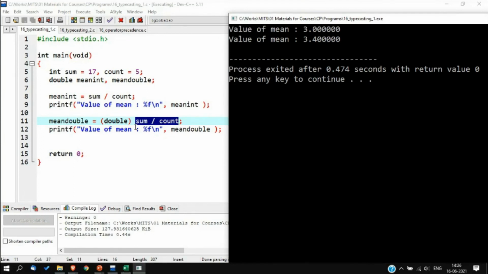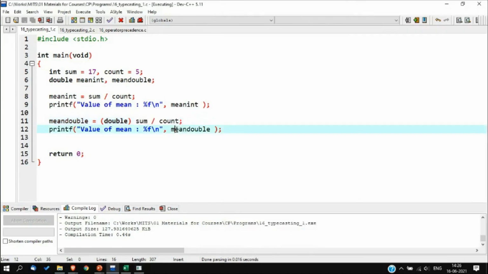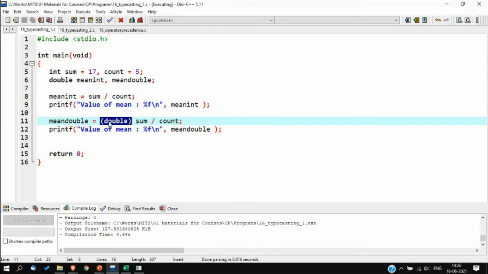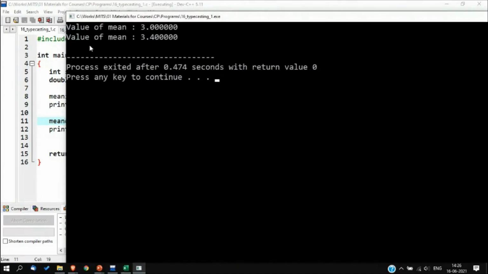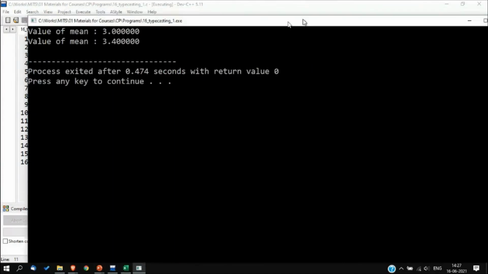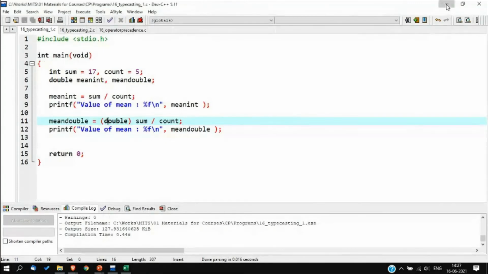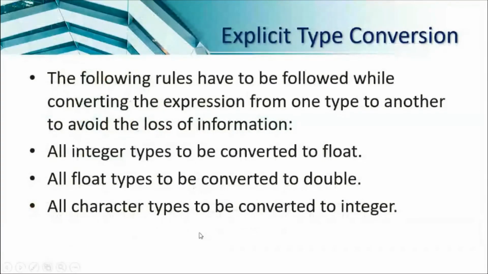In an explicit way, when you have to do the typecasting, you have to put the corresponding type in front of the variable that is to be typecasted. And in this case, we typecasted an integer variable to a double variable. That is what's happening in this program. That's why we get the value of mean as 3.4. And that is about the explicit data type conversion.